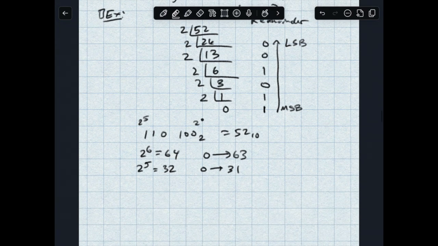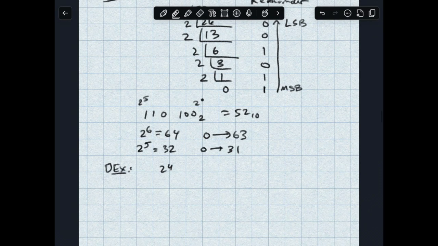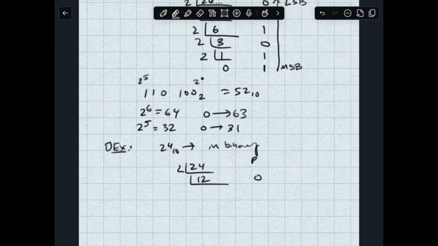Perfect. One more quick example. Let's say I want to represent 24 in binary. So I take 24, divide by 2. I get 12 with a remainder of 0. So make that remainder over there.